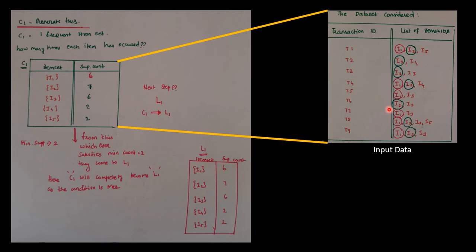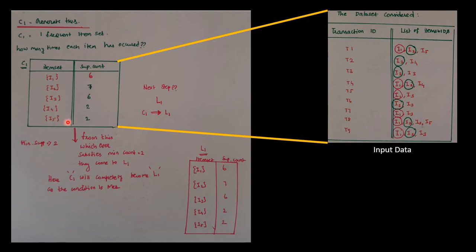Now, what is the first step? I need to generate C1. How do we do that? What is C1? C1 is nothing but one frequent item set. Now, how many times each item has occurred in the data set is what we are going to understand. What are all the items available here? I1, I2, I3, I4 and I5. So these are all the items available in the item set.